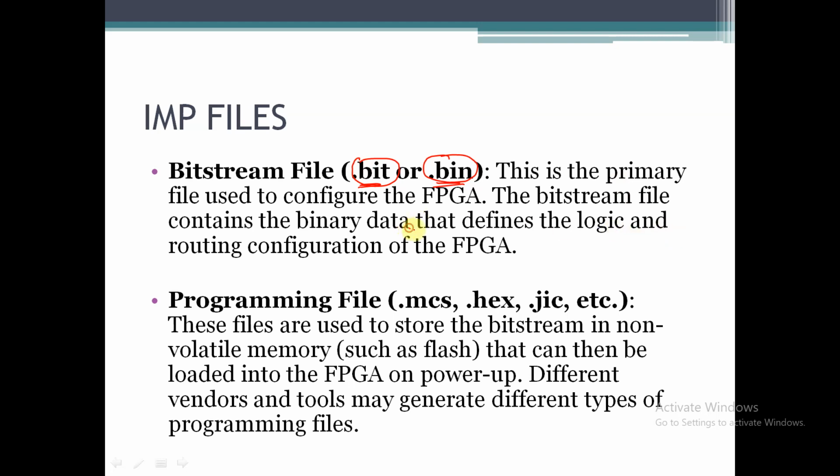This is the file used to configure the FPGA, and the bitstream file contains binary data that defines the logic and routing configuration of the FPGA. This I have discussed in the previous session, right? So this file is used to configure the routing paths between the different LUTs in the FPGA. And we have one more kind of file called programming files, such as .mcs or .hex or .jic, etc.